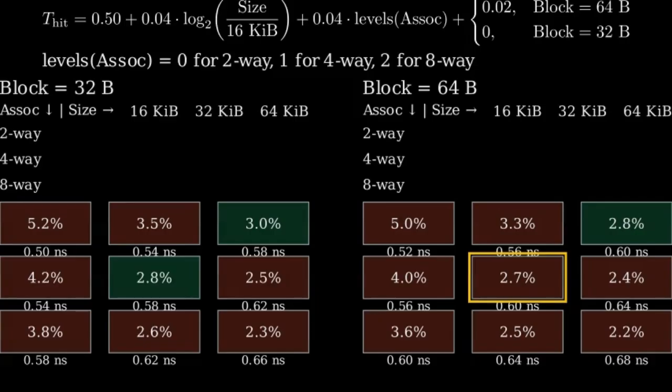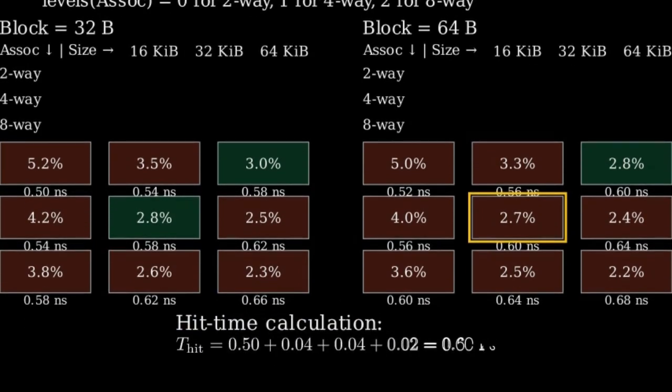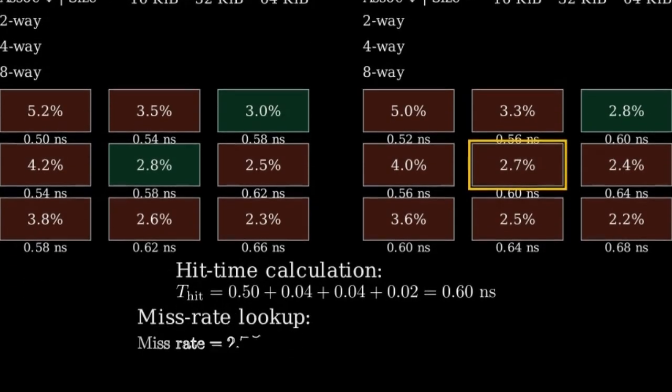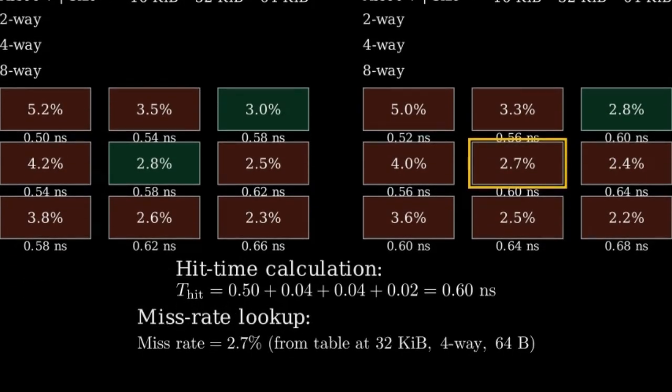Mathematically, for size equals 32 kilobytes, associativity equals four-way, and block equals 64 bytes, the hit time is base 0.50 plus 0.04 for the size doubling from 16 to 32, plus 0.04 for the associativity step from two-way to four-way, plus 0.02 for the longer data path of a 64-byte block. That totals 0.60 nanoseconds, which meets the target. From the miss table, the miss rate is 2.7%. Also within the 3% bound.